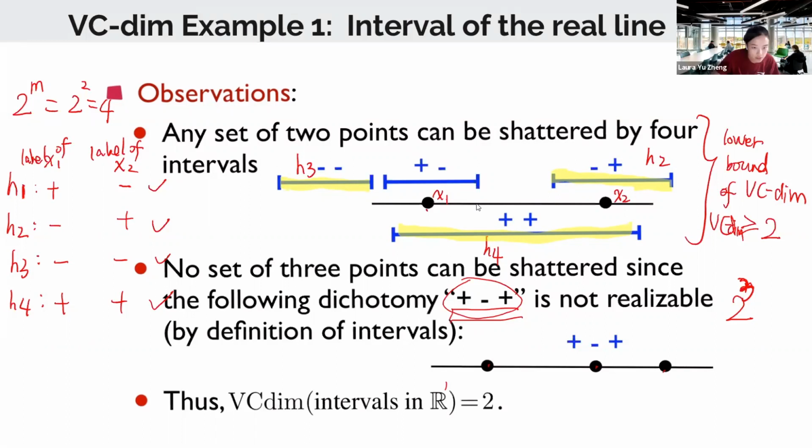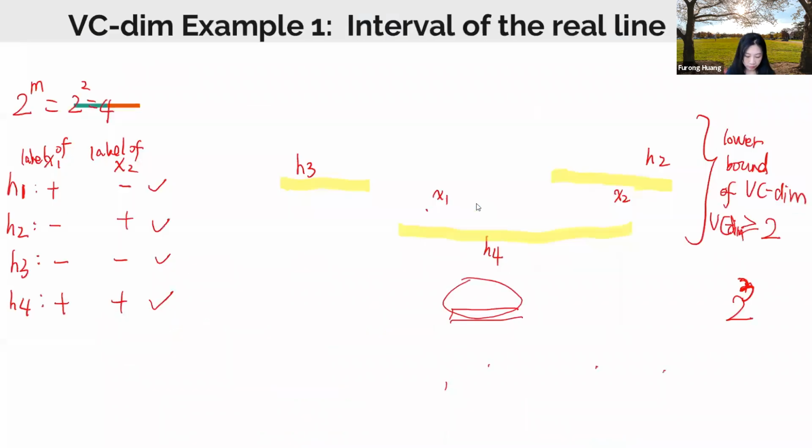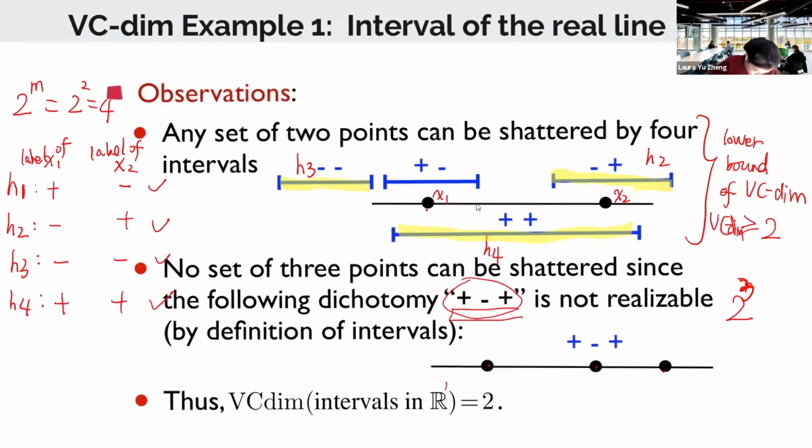Is the VC dimension here, you said it was upper bounded by 3? Right, so D is going to be both a lower and an upper bound. What this means is, if you can find a set of size D that can be shattered by H, and also make sure that no set of size D plus 1 can be shattered by H, then the VC dimension is going to be D. Okay, that makes sense. That's a good point.